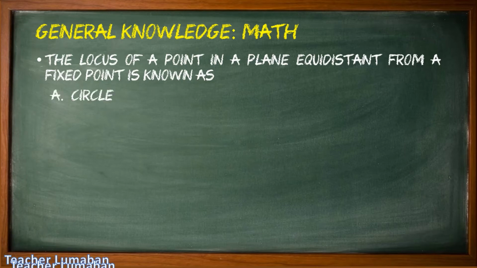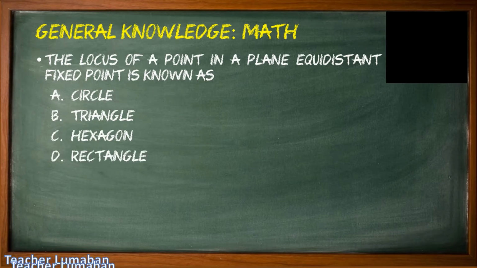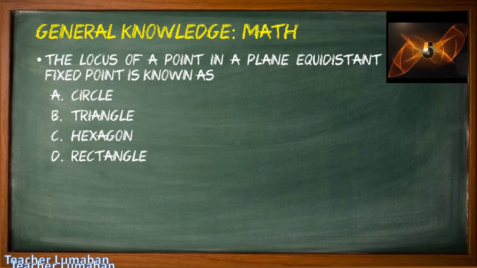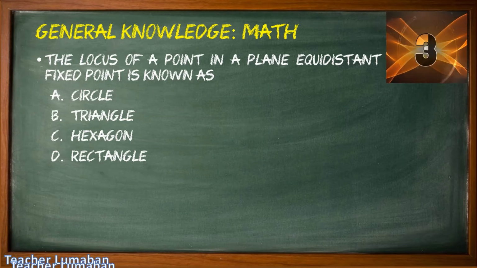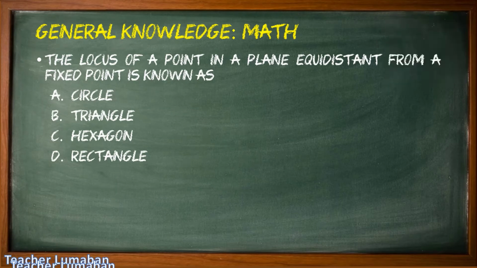The locus of a point in a plane equidistant from a fixed point is known as letter A circle, letter B triangle, letter C hexagon, letter D rectangle. Please answer in 5, 4, 3, 2, 1. The correct answer is letter A circle.